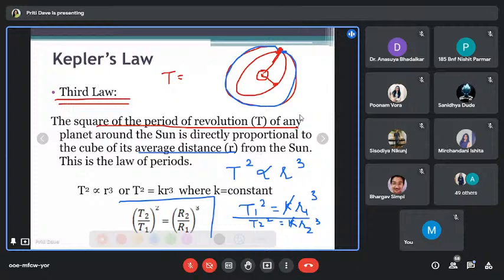Have they asked the ratio of T1 by T2, or have they asked the ratio of T2 by T1? But the most important thing you must remember is, in the entrance exam questions, what they give is 2 radiuses, the minimum radius and the maximum radius. So don't forget to take the average radius.